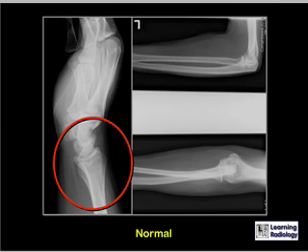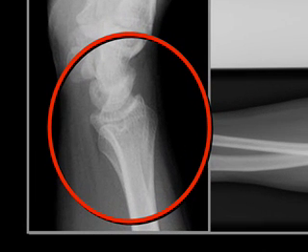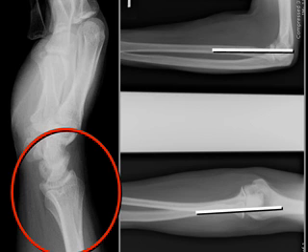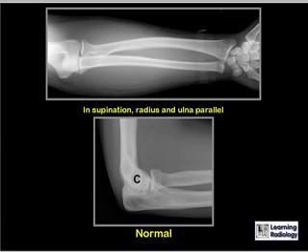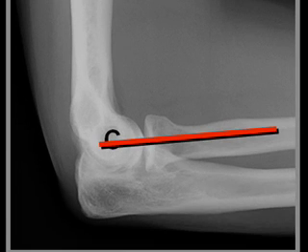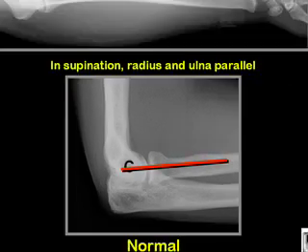Some normal anatomy. In the lateral projection, the radius and ulna superimpose on each other. No matter what the projection, a line which is drawn along the shaft of the radius should intersect the capitellum of the humerus. In supination, the radius and the ulna are parallel to each other. In pronation, they overlap. And again, a line that's drawn along the shaft of the radius should, in all projections, intersect a portion of the capitellum.